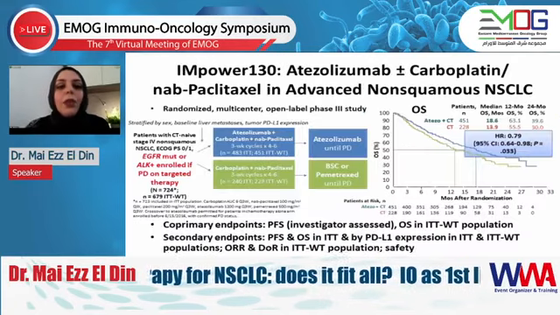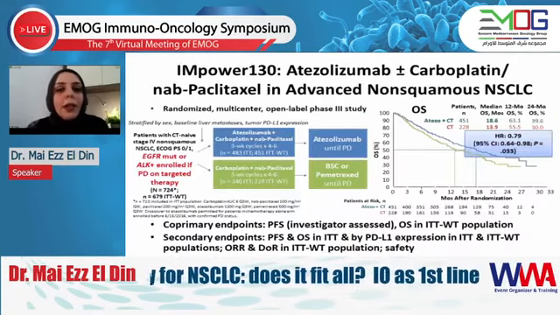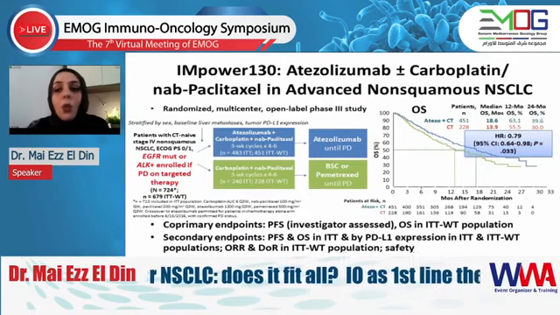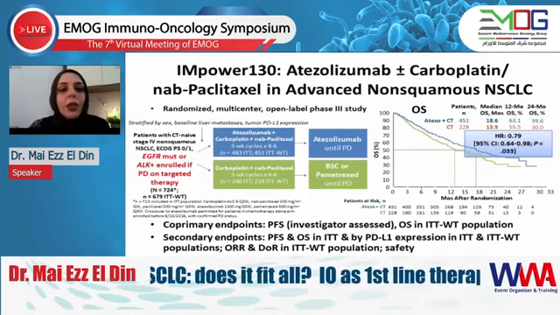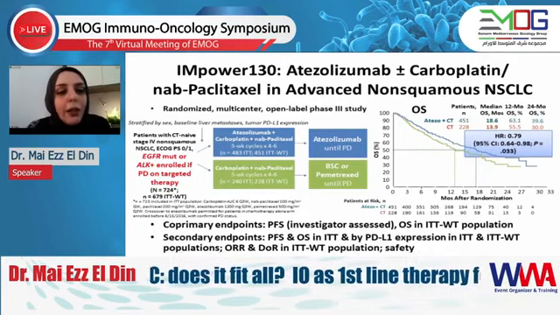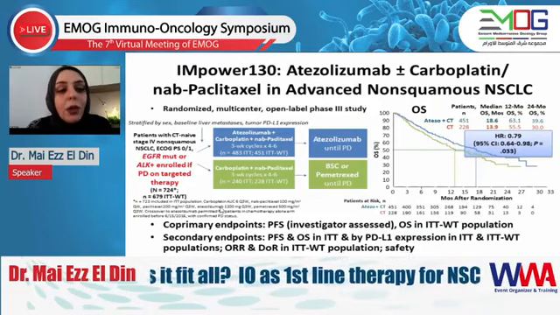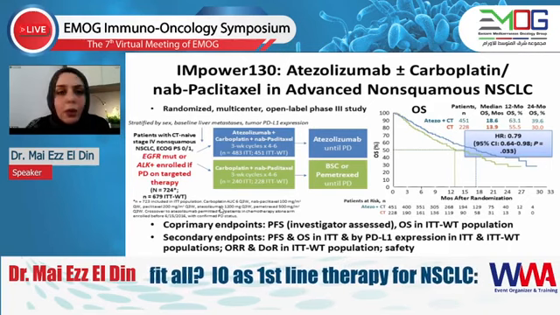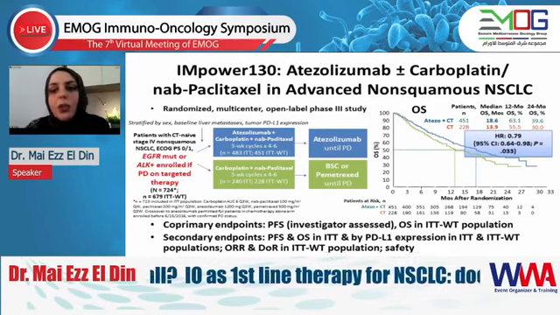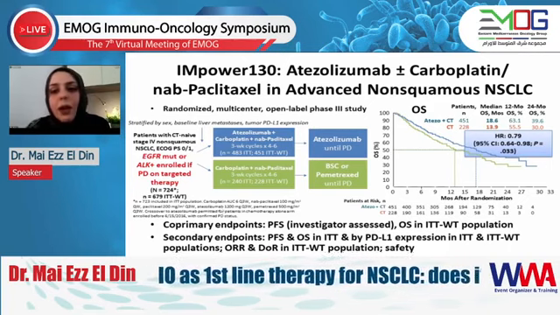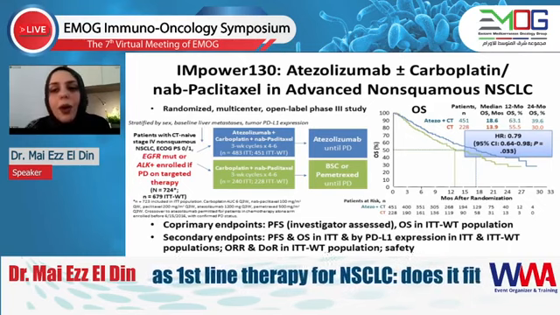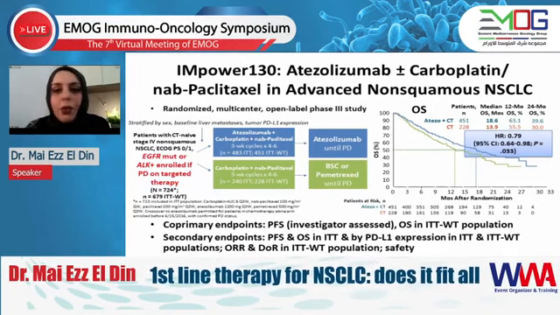Now to IMpower130, atezolizumab with carboplatin and nab-paclitaxel in non-squamous non-small cell lung cancer. The interesting thing about these trials is that EGFR mutated or aberrant patients were allowed if they had progressed on their targeted therapy or were intolerant to them. A positive hazard ratio was seen, 0.79, and an improvement of almost 5 months in the median overall survival.